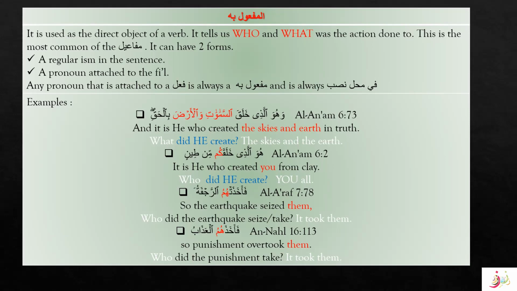So what is the detail? What is the maf'ul bihi here? Because it is giving the answer for what. It is as-samawati wal ard, the skies and the earth, in truth. So وهو الذي خلق السماوات والأرض بالحق: it is He who created the skies and the earth. So the skies and the earth is a maf'ul bihi here, a detail of the sentence. Alhamdulillah.